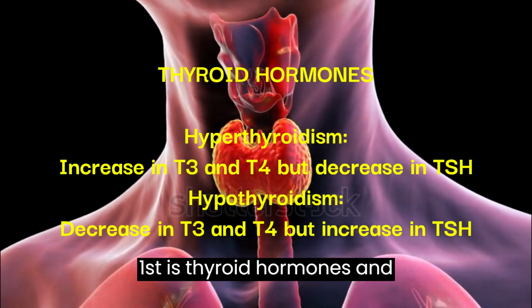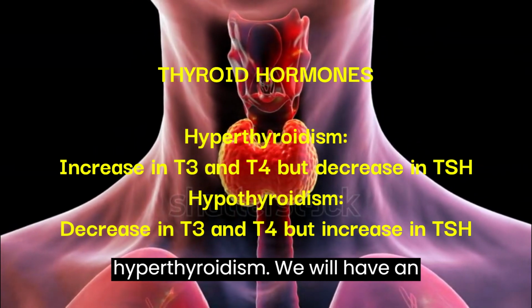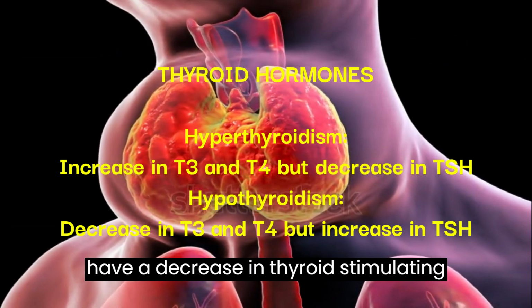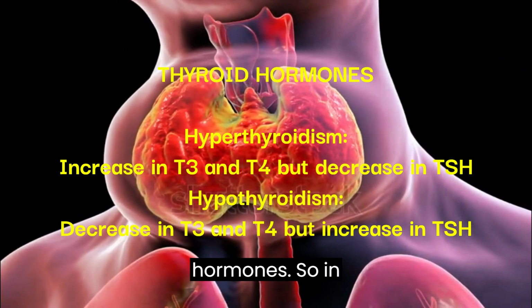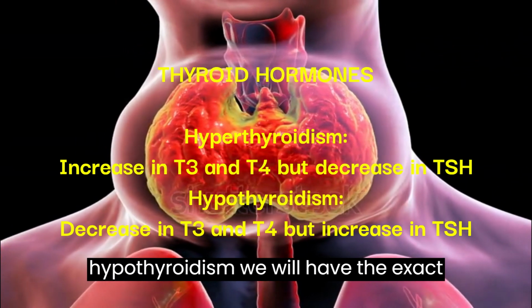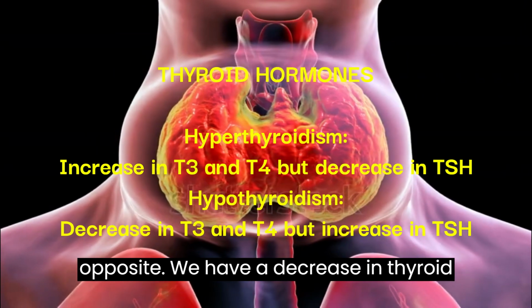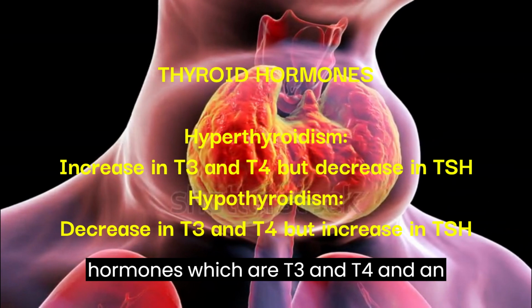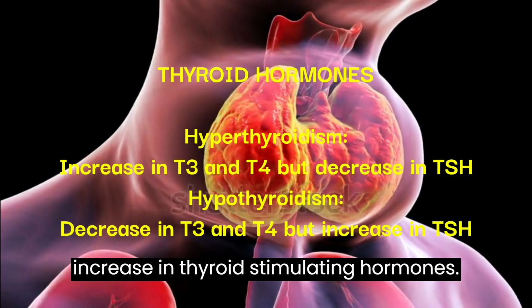First is thyroid hormones. In hyperthyroidism, we will have an increased level of T3 and T4, but we will have a decrease in thyroid-stimulating hormones. So, in hypothyroidism, we will have the exact opposite. We have a decrease in thyroid hormones, which are T3 and T4, and an increase in thyroid-stimulating hormones.